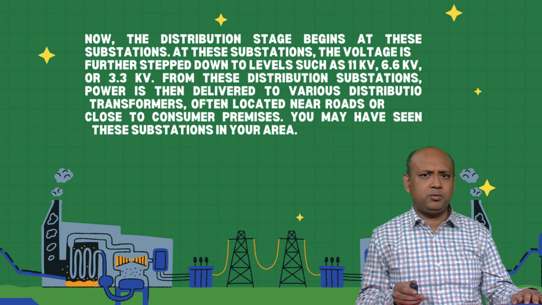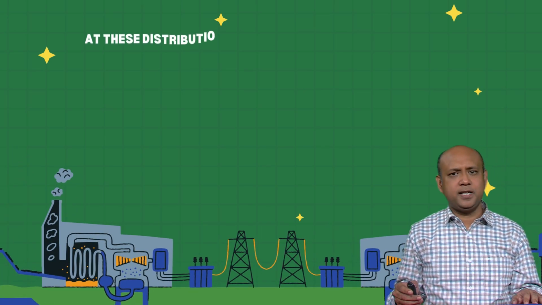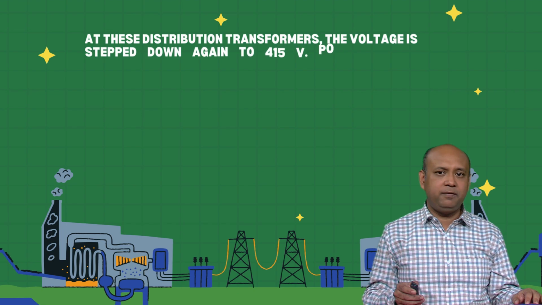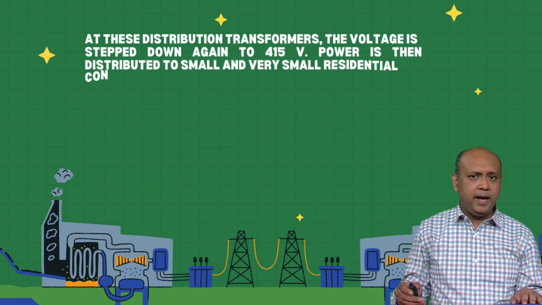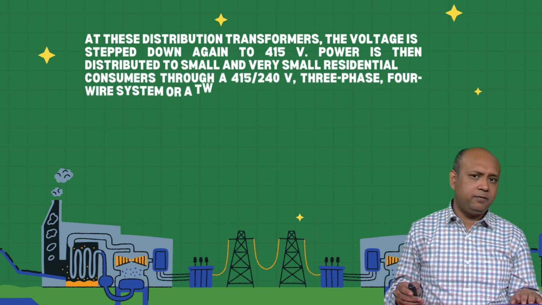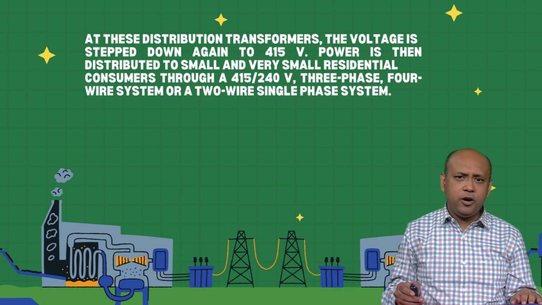You may have seen these substations in your area. At these distribution transformers, the voltage is stepped down again to 415 volts. Power is then distributed to small and very small residential consumers through a 415 by 240 volts 3-phase 4-wire system or a 2-wire single-phase system.